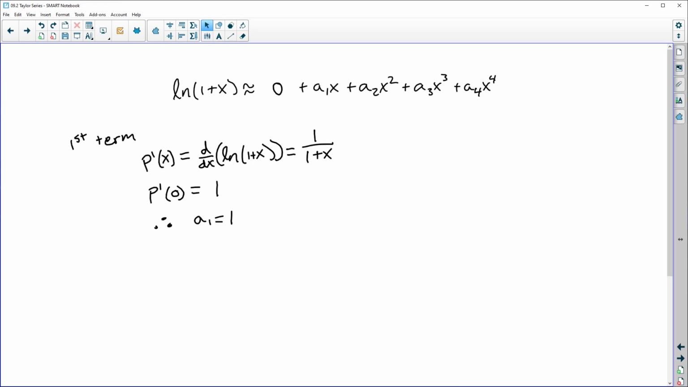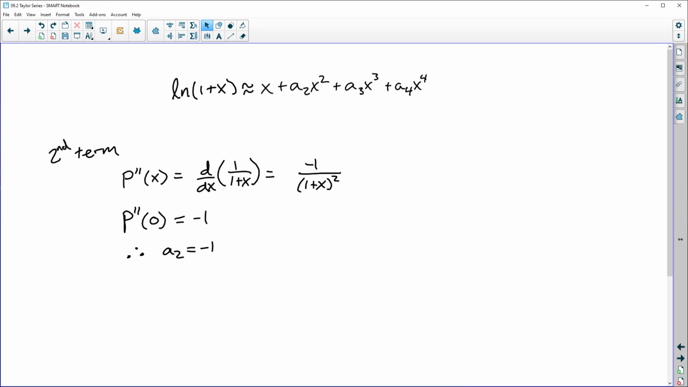Our first order term requires us to take the first derivative. The first derivative of the natural log of 1 plus x using the chain rule is 1 divided by 1 plus x. If we then go and plug in 0, we get 1. That tells us that our constant a1 equals 1.